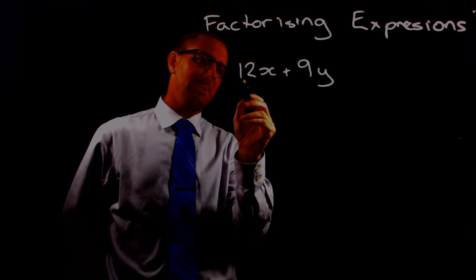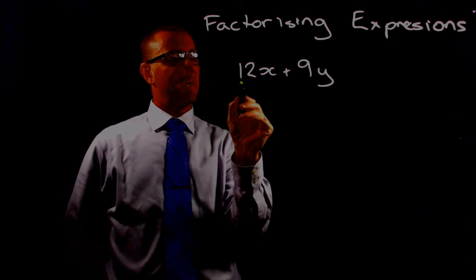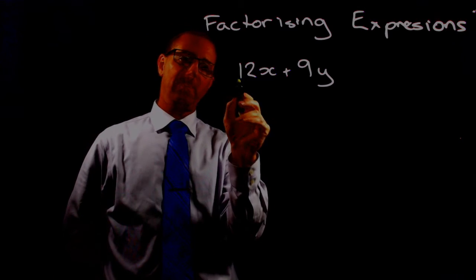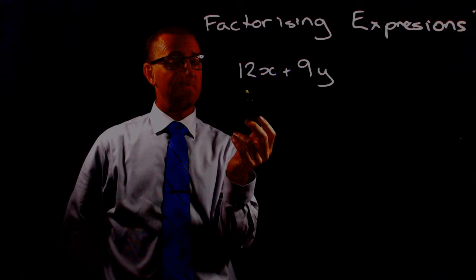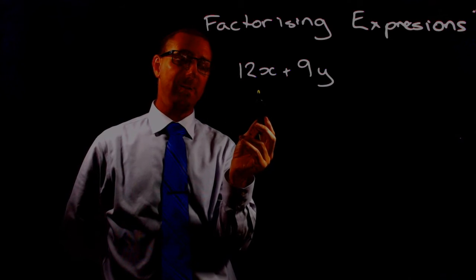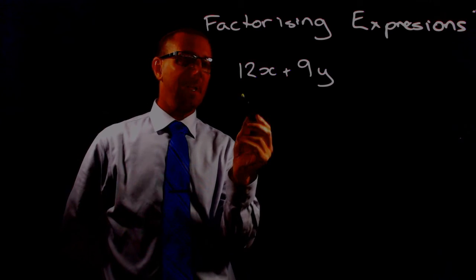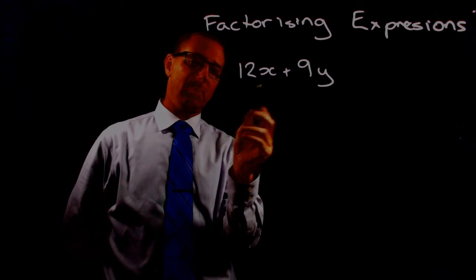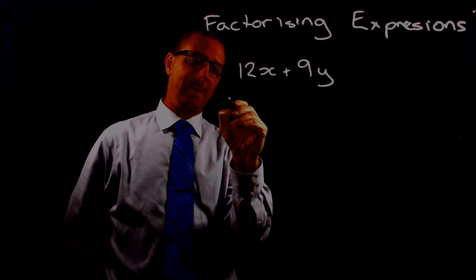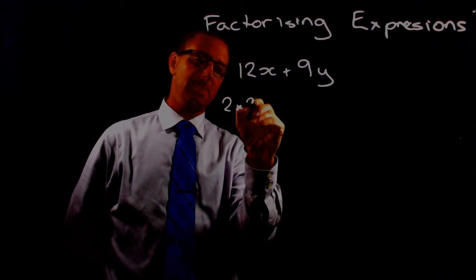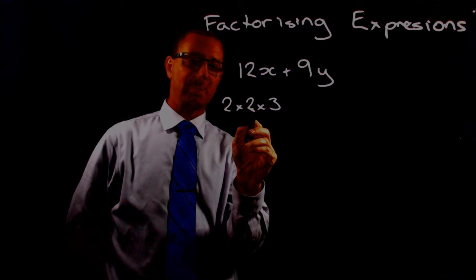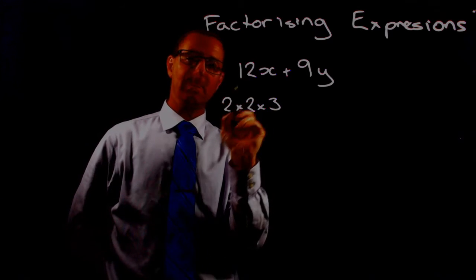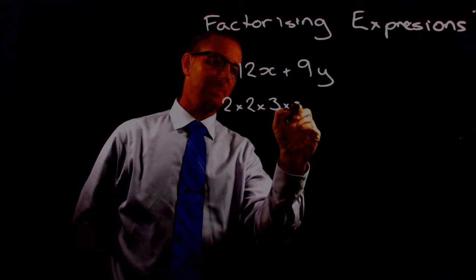So in this expression here, we could say, okay, well 12 is 4 times 3, and 3 is prime, but 4 is not. So what we'd have to do is break 4 down into 2 times 2. And so that means that 12 could be expressed as 2 times 2 times 3. Here we've got 2 times 2 gives us 4, times 3 gives us 12, times x.